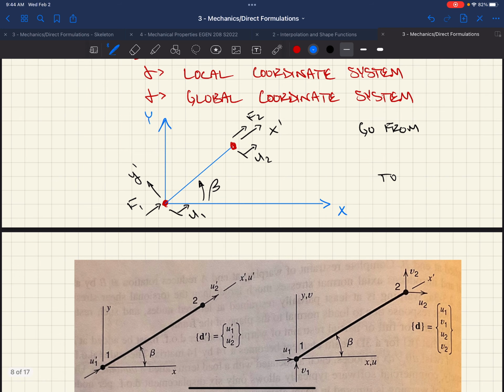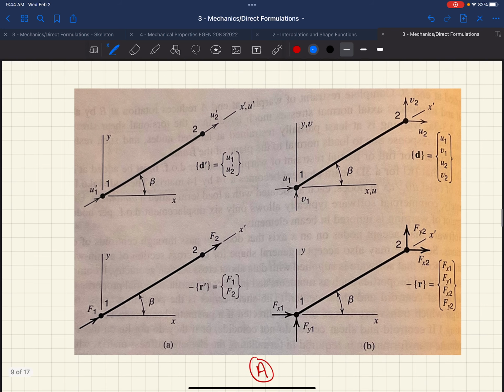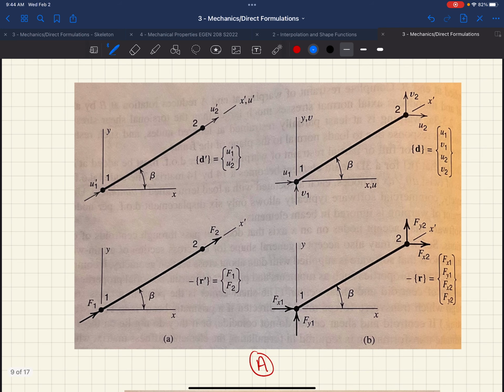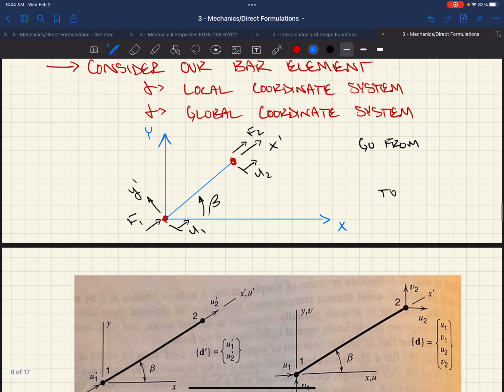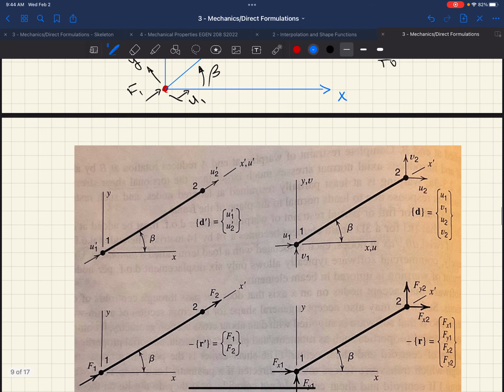We still have our forces at 1 and 2. We still have our deformations, right? Our degrees of freedom at our node 1 and 2. So I stole a little bit out of Cook because I didn't want to draw all this up. Oh, I was going to after I talked about this, but I'll give it to you now.